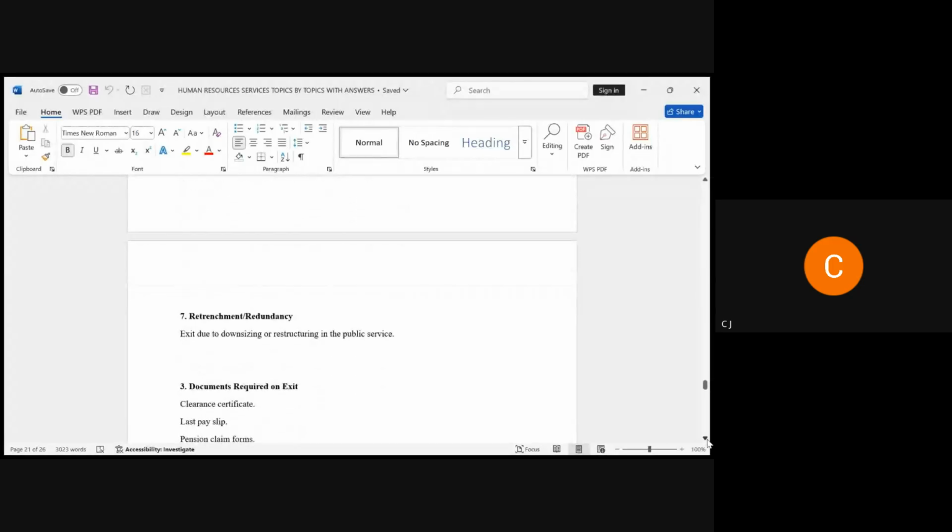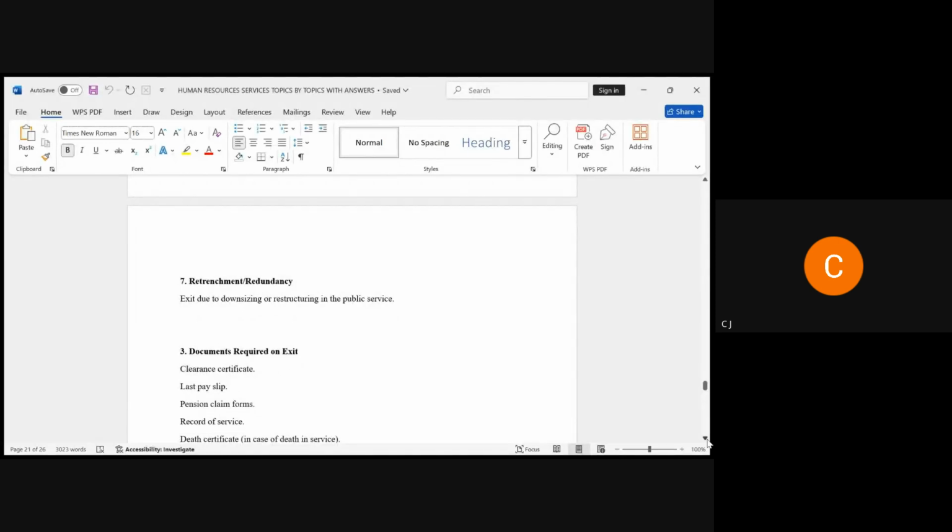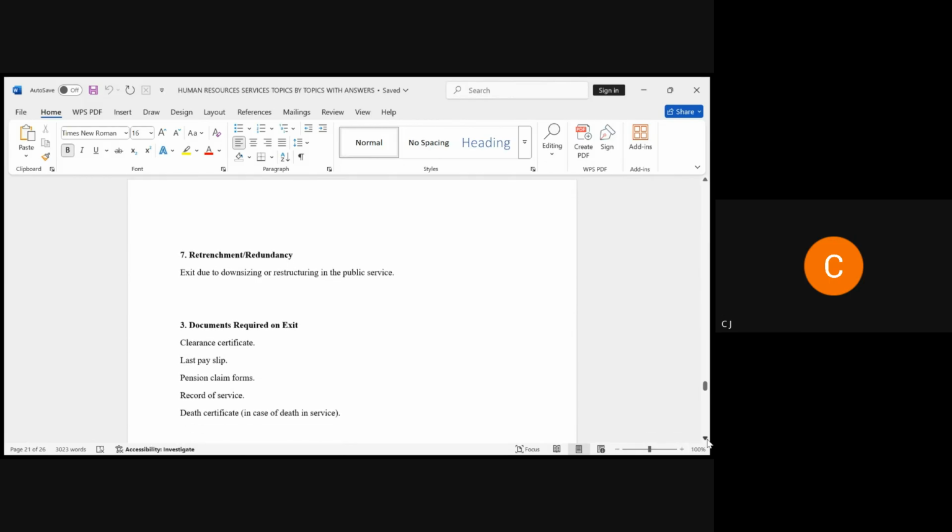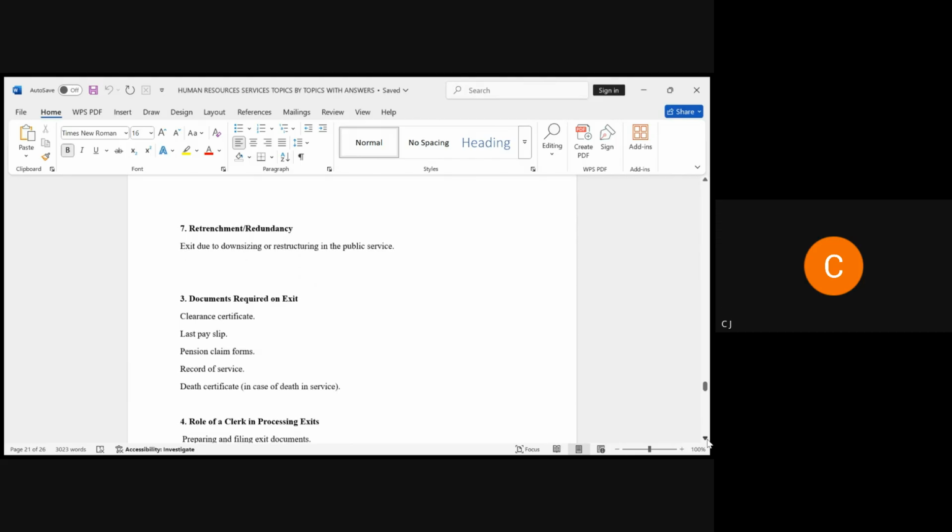Retrenchment, redundancy, exit due to downsizing or restructuring in the public service. Documents required on exit. You have clearance certificate, last pay slip, pension claim forms, records of service, death certificate in case of death in service.